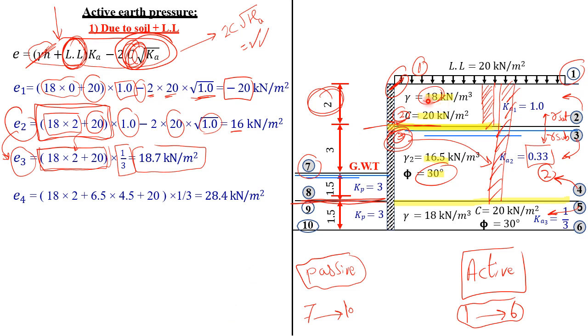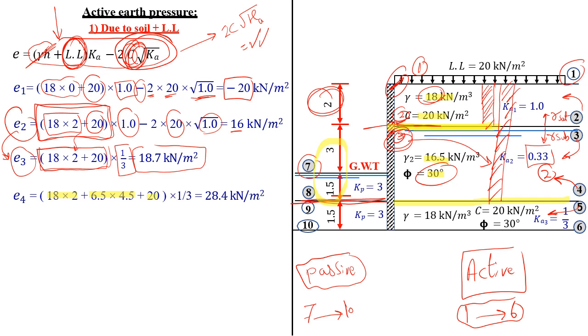18 by 2, gamma saturated by 2 meters, plus gamma submerged, which will be 16.5 minus 10, so it's 6.5, then 6.5 by this height, which is 3 plus 1.5, 4.5. So the effective vertical stress is 18 by 2 plus 6.5 by 4.5 plus your live load. Don't forget about your live load, which is 20.